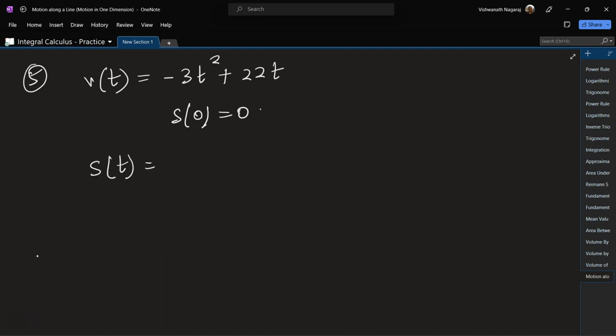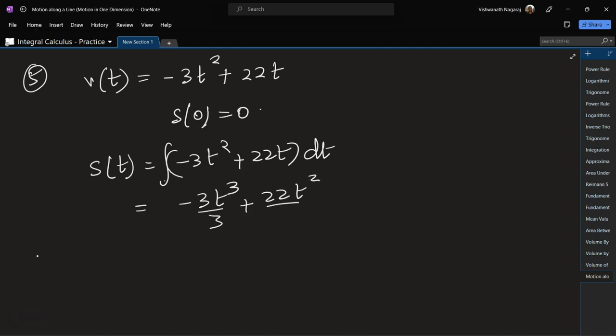So s of t is going to be the integral of minus 3t square plus 22t dt, which is equal to minus 3t cube by 3 plus 22t square by 2 plus c. And s of 0 is 0, so all the t's become 0. So c will be equal to 0. If we do the simplification, 3 cancels, and 2 11s, and this becomes 0. So we have s of t equal to minus t cube plus 11t square.